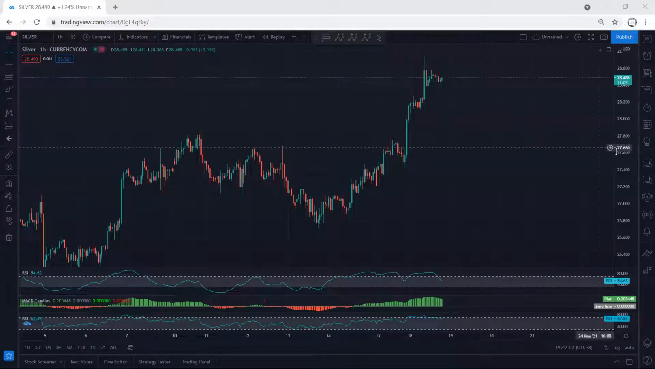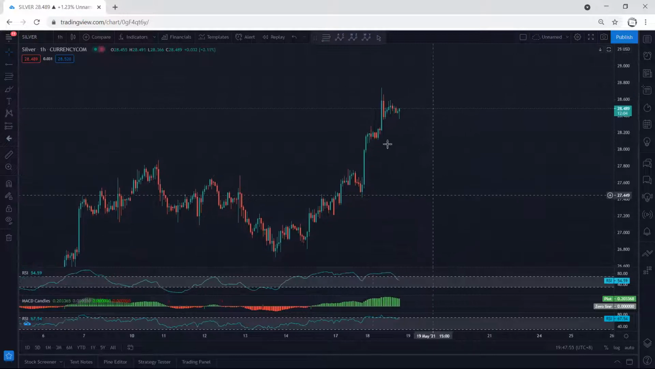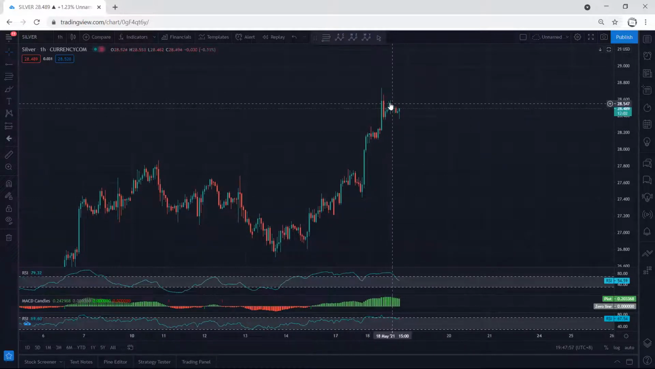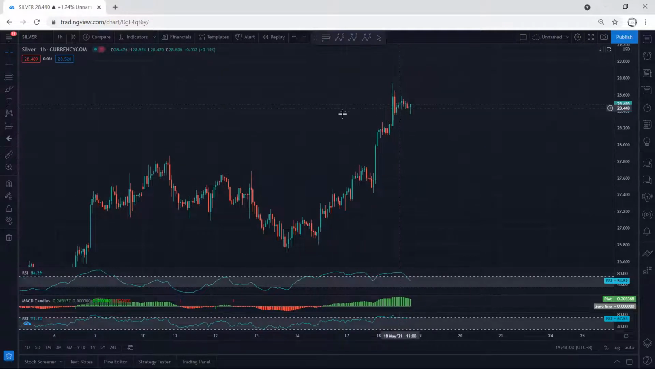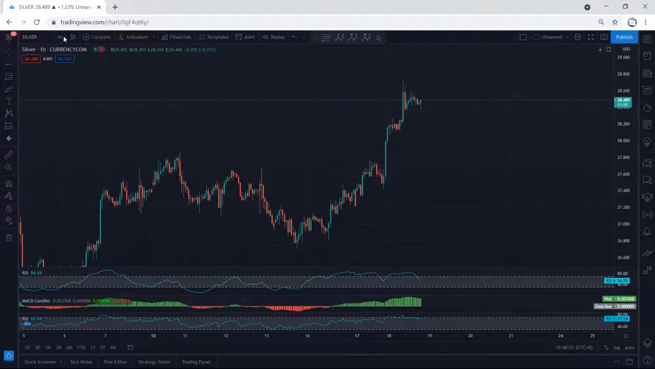Silver, we start with the 1 hour chart. As we can see, based on the 1 hour chart, we get this sharp move and this correction. We want to see whether we can look for buy or not. But first of all, we start with the higher time frame.